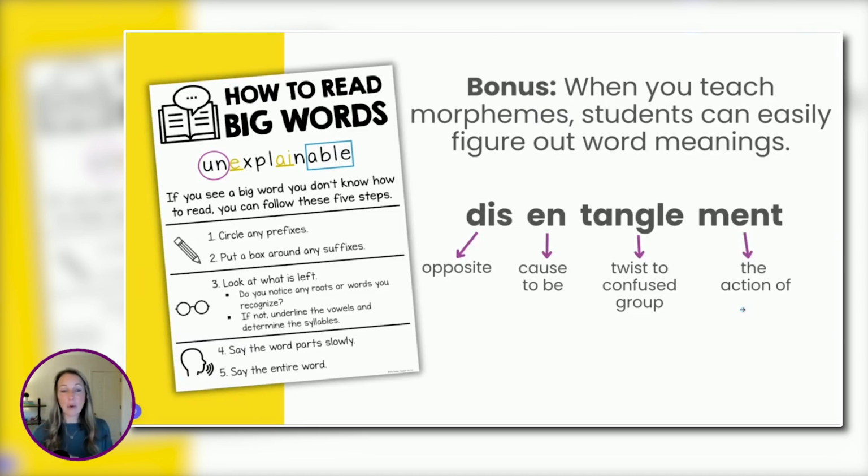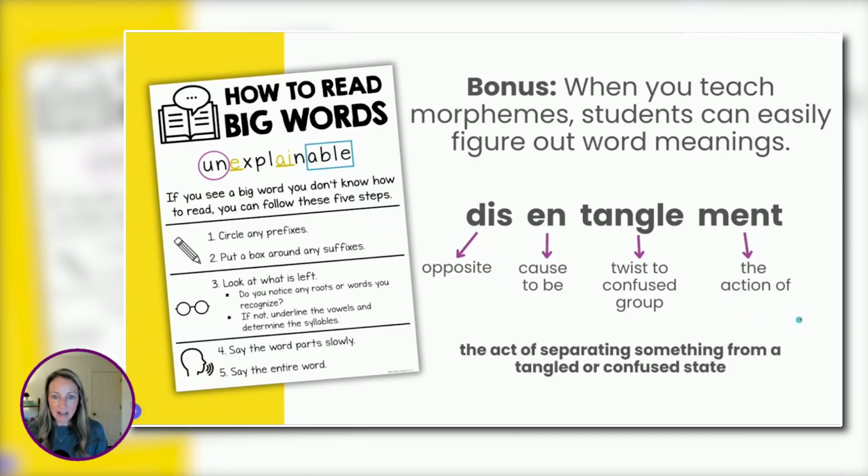But the best part is that when you teach morphemes, not only do students have the tools to break apart and read these really big words, but they also have the tools to easily figure out the meaning. So if you've been teaching them prefixes and suffixes, they know that dis means opposite. They know that en means cause something to be. Ment is the action of. So they just need to think, okay, what does tangle mean, right? Well, tangle means to be twisted up or to confuse in a group. So the definition of disentanglement is the act of separating something from a tangled or confused state, right? So students now have the tools not only to read a big word correctly, but to figure out the meaning as well.